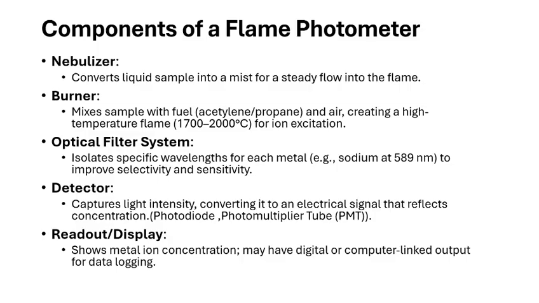Components of flame photometer. Nebulizer. It converts the liquid sample into a mist for consistent flow into the flame. Burner. It mixes the sample with fuel and air, generating a high temperature flame for atom excitation. Optical filter system. It isolates specific wavelengths for accurate detection. Detector. It converts light intensity into an electrical signal. And readout or display. Displays the metal ion concentration, often digitally.